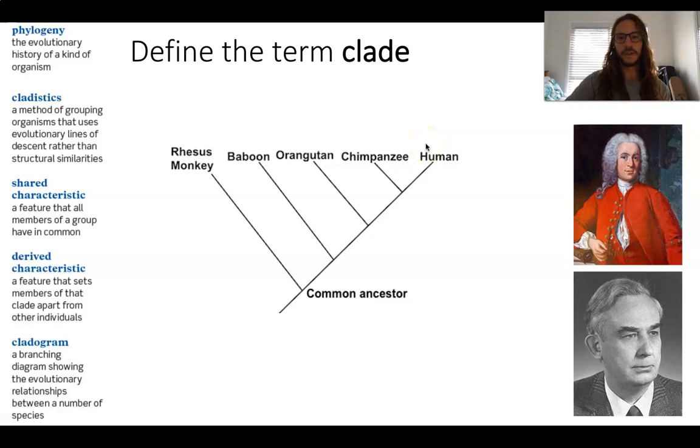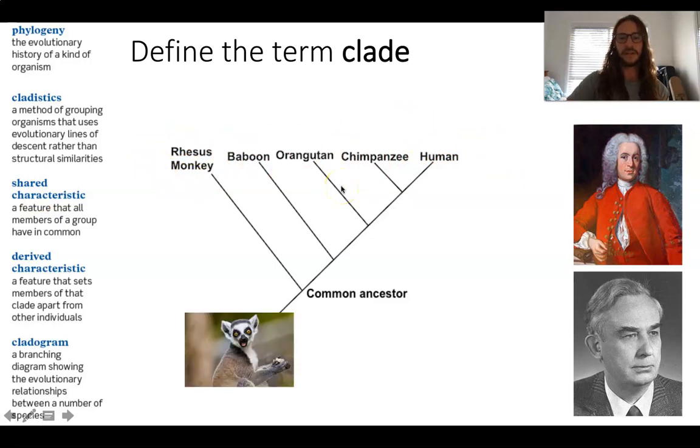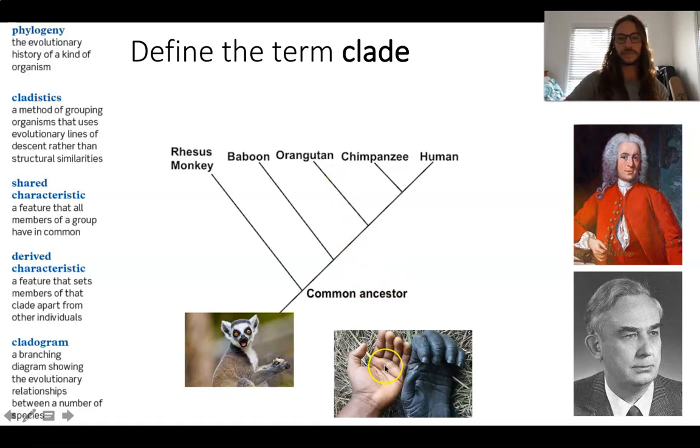It's worth explaining how this comes about. Basically, there's shared characteristics. So the reason why all these organisms are together is because they share various characteristics. One might be that they have opposable thumbs. It's also worth pointing out that what makes a cladogram is that they all come from a common ancestor, and in this case, it's the lemur.